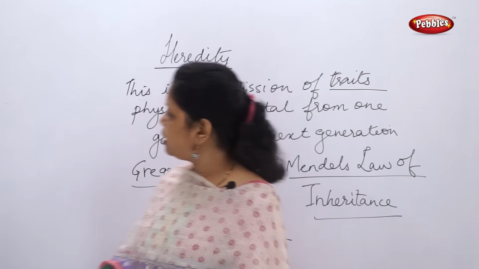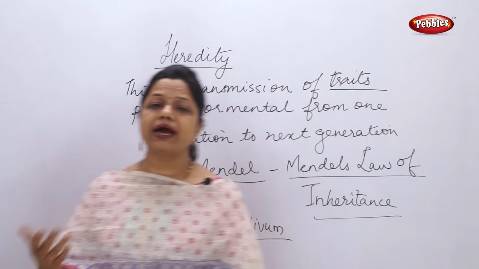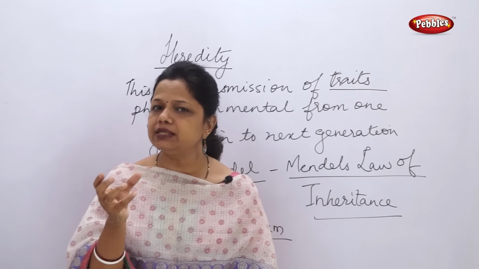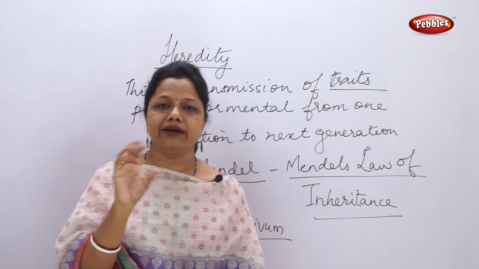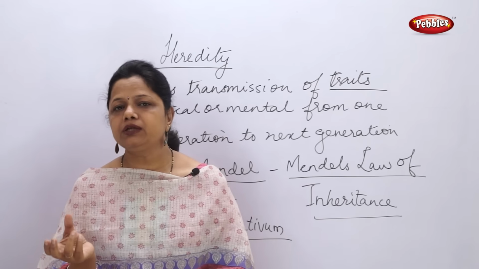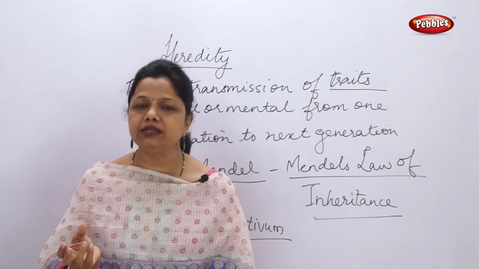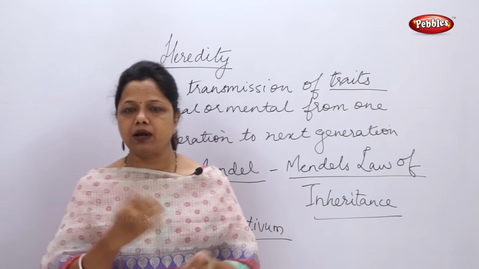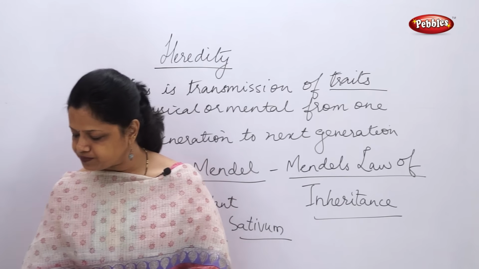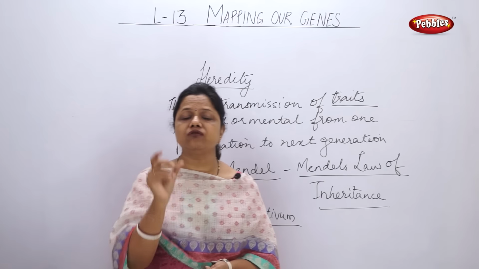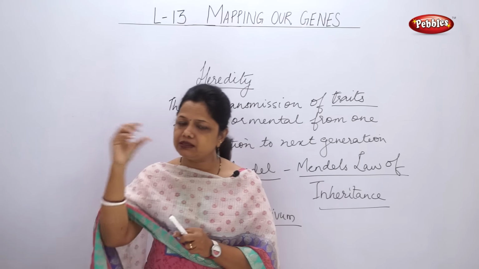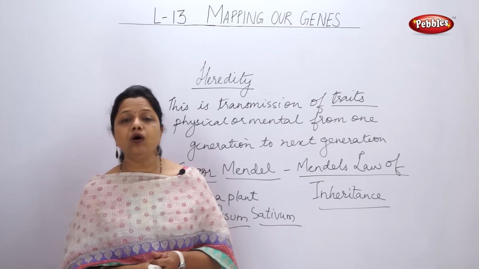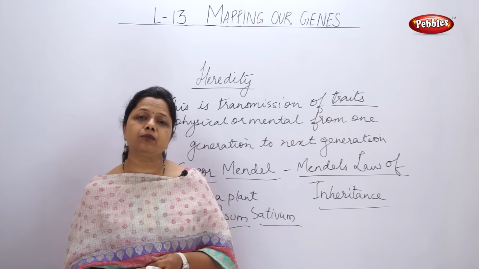He took a number of traits, a number of characters, into consideration. He took round seeds and wrinkled seeds. He took the red flower and the yellow flower. He took the smooth seed or the rough seed. Then he took tall and short plants, and he took the positions of flowers, that means whether it is axial position or terminal position.